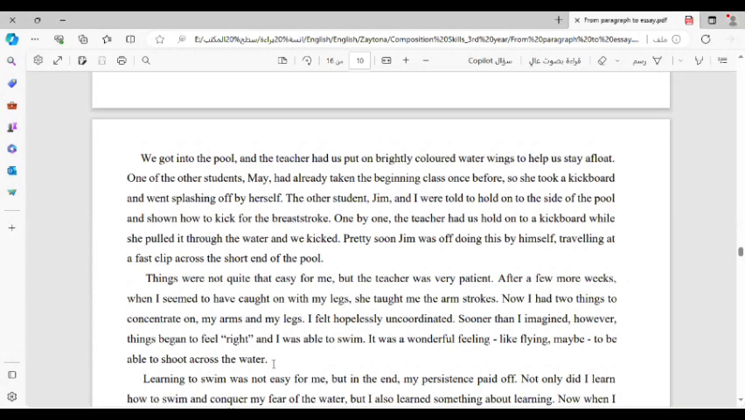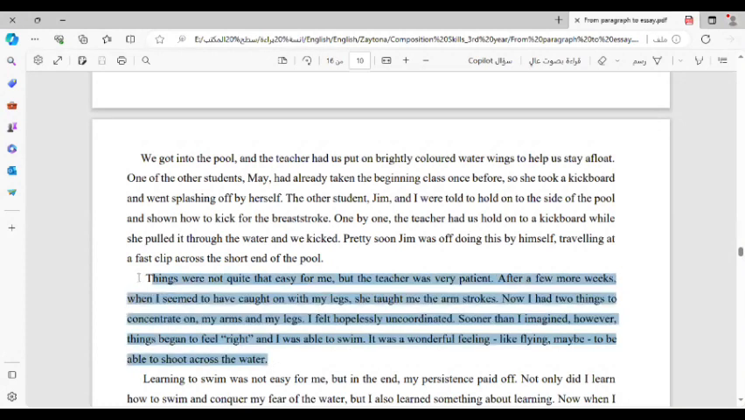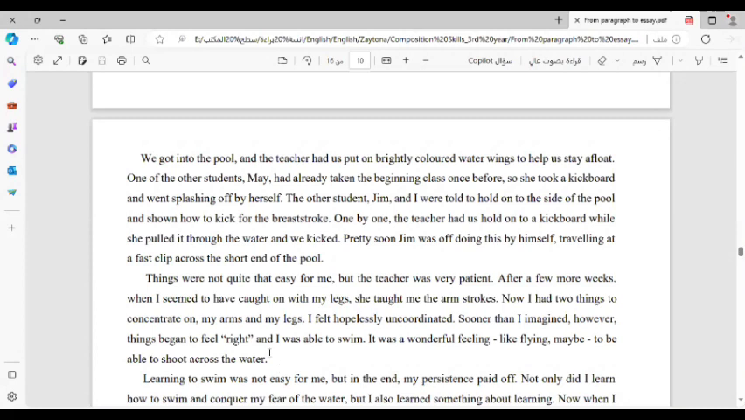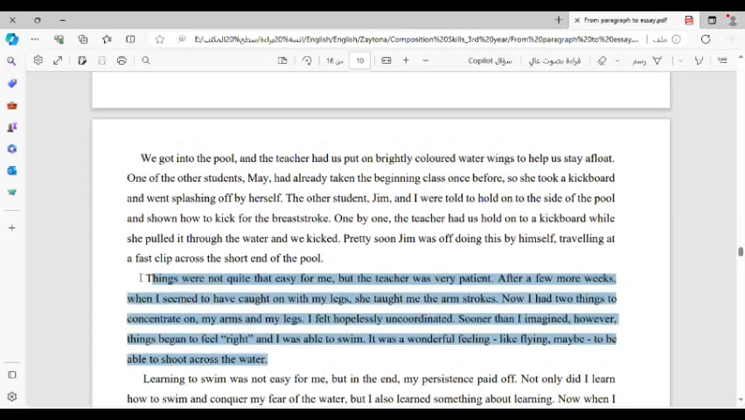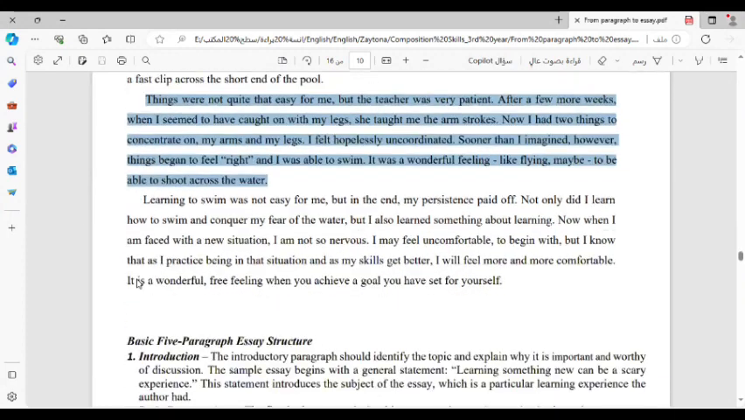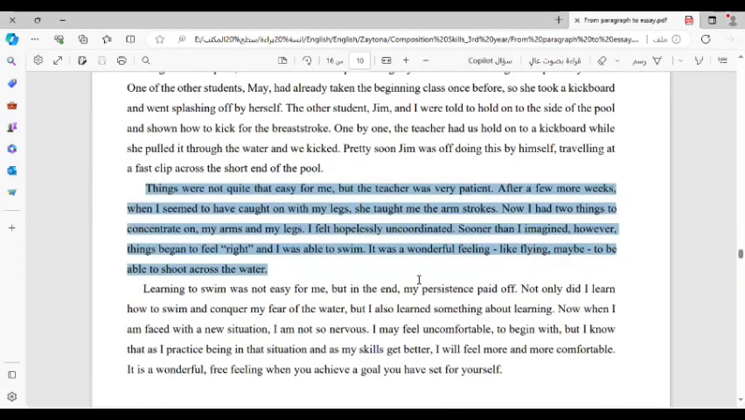Okay. Yes, we have another paragraph. Yes. Can you read, Amina? The last body paragraph? Yes, miss.